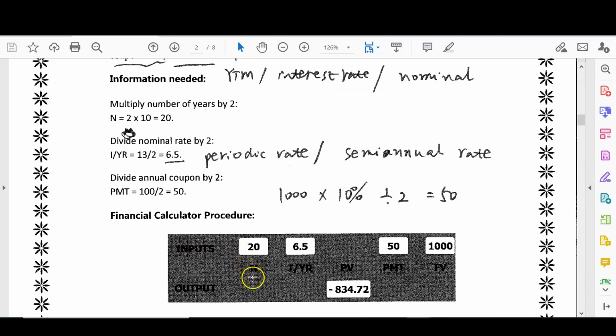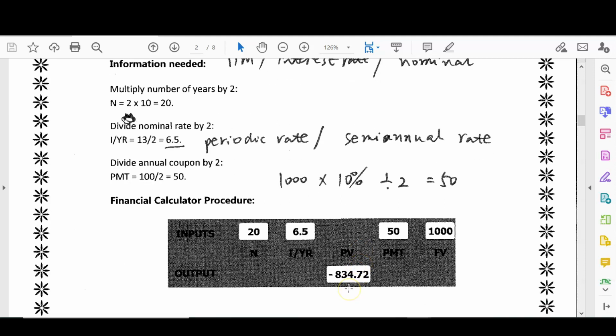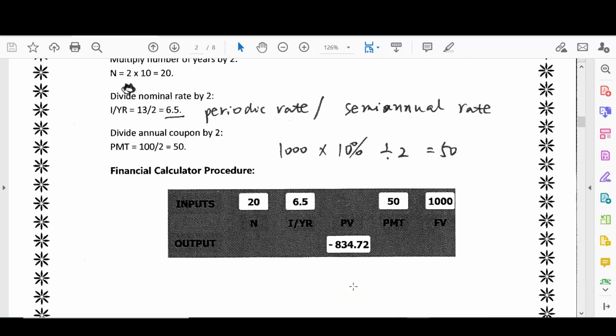So we input N as 20, I as 6.5, payment as 50. For the future value, we input the par value 1,000. We compute for present value. The bond price should be negative 834.72. This is something we're paying, so it's a negative number.